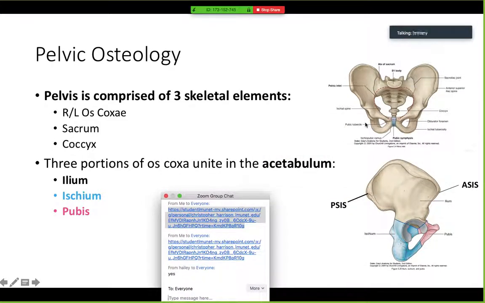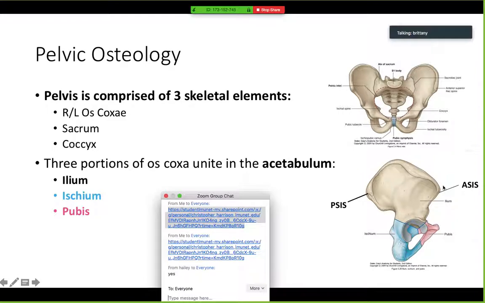Pelvic osteology: your pelvis is composed of three different parts. So you have a right and left os coxa. Coxa would be singular, and coxae is referring to two, the sacrum and the coccyx. And then down here, you really need to know the three parts. So you have an ilium, an ischium, and a pubis. The pubis is facing anteriorly, and then the ischium is facing posteriorly.